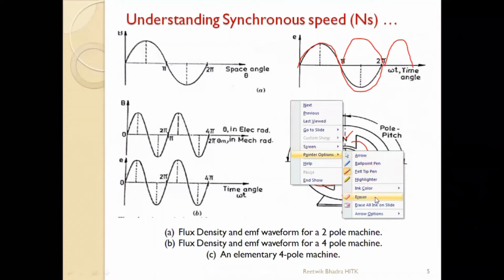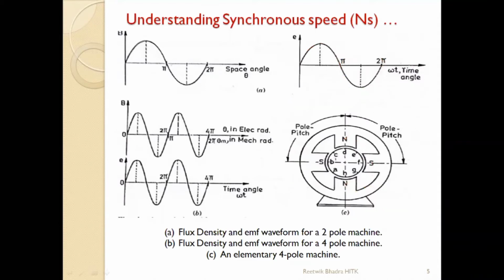My objective is to say that when it moves from north to south, it covers one half cycle of your sine wave. Again it moves from south to north, it will cover another half cycle of your sine wave. In this case we have four poles, see, north, south, north, south. So we have four poles over here.